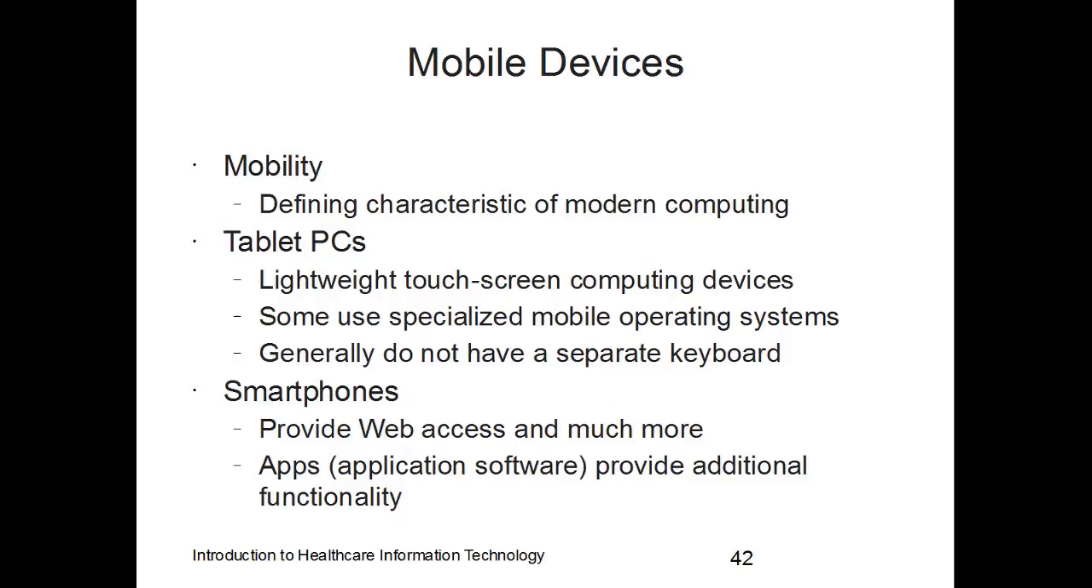Now we'll talk about mobile devices. Now mobility is the defining characteristic of modern computing. And this covers a large variety of different devices, such as tablet PCs. These are lightweight touchscreen computing devices. And some use a very specialized mobile operating system. And these generally do not have a separate keyboard that you would find with a laptop or a desktop. Another example of a mobile device would be a smartphone. This provides web access and much, much more, such as countless applications that provide additional functionality.